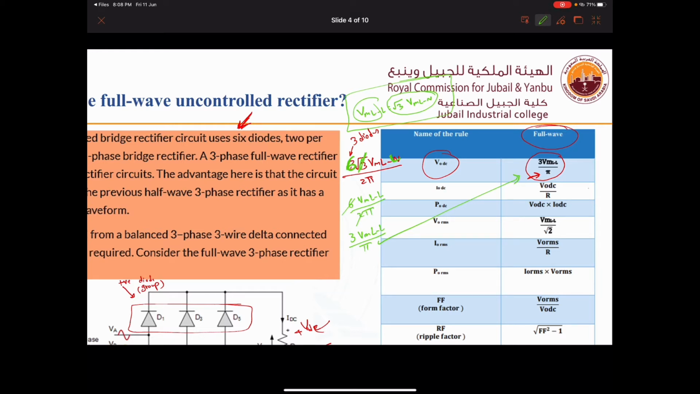And the rest of the formulas should be derived from Ohm's law, so it is easy. I out DC is equal to V out DC divided by R, and so on. Okay.